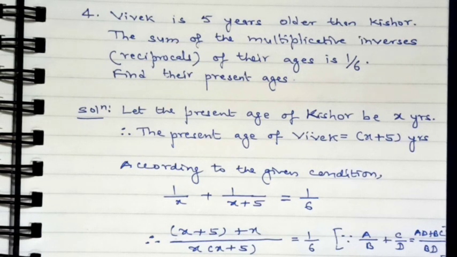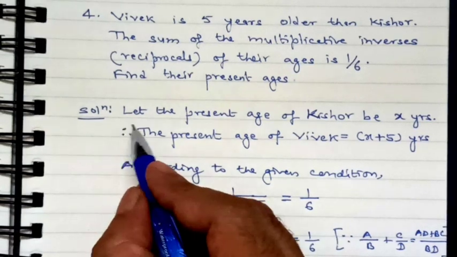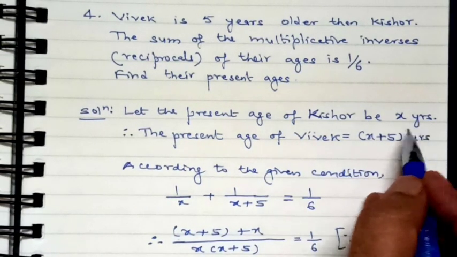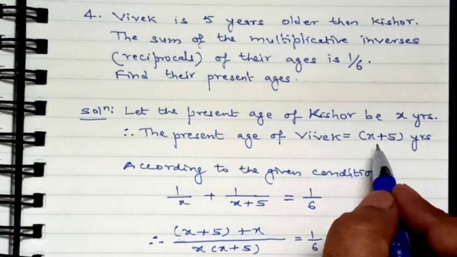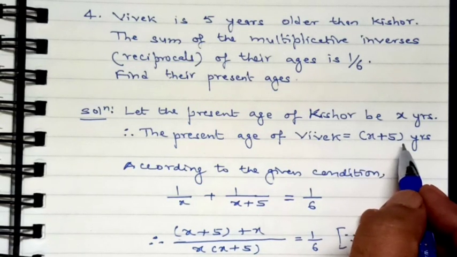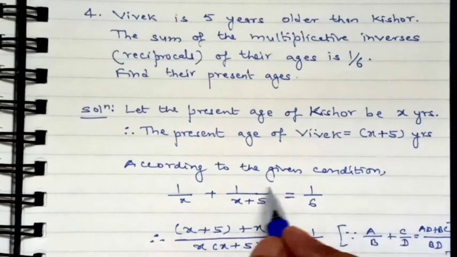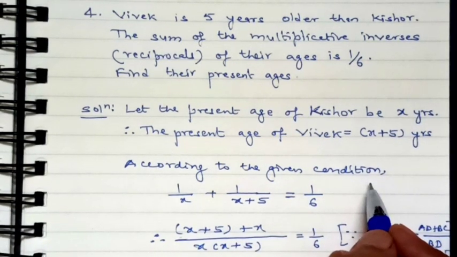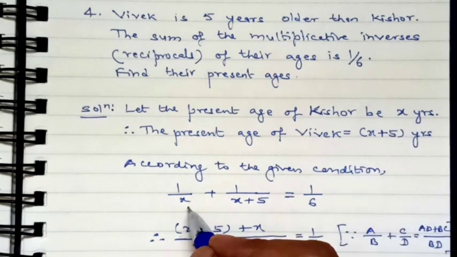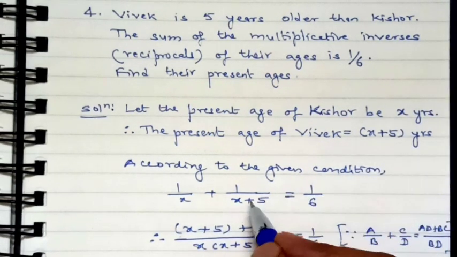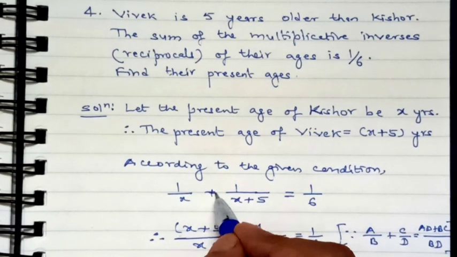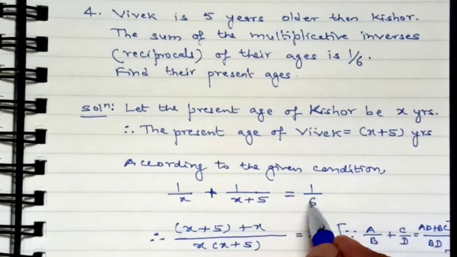So first of all, it's better to assume the present age of Kishore, and then by adding 5 I can get the present age of Vivek, because Vivek is older than Kishore. So I'll write, let the present age of Kishore be x years. Therefore, the present age of Vivek is equal to x plus 5, because Vivek is 5 years older than Kishore. Now, according to the given condition, I'll find the reciprocals of x, that is 1 upon x, and of x plus 5, which will be 1 upon x plus 5. Add that to get equal to 1 upon 6.